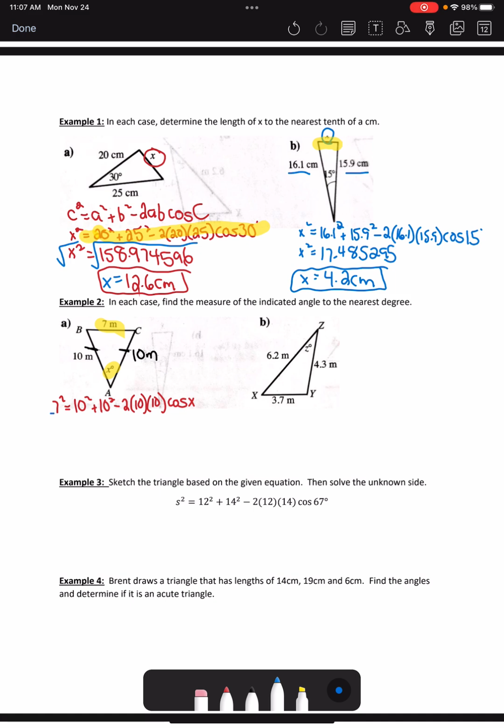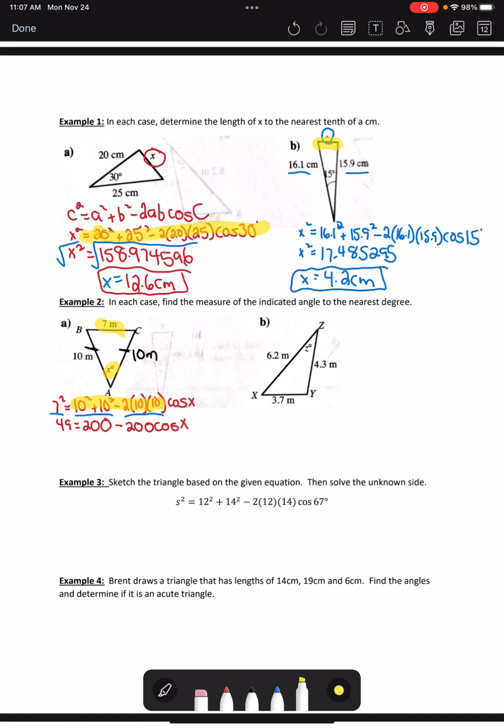So type the 7 squared in. That should give you 49. And then type the 10 squared plus 10 squared in. That should give you 200. Right? And then we have minus, and then if we type 2 times 10 times 10, that also gives me 200 cos x.